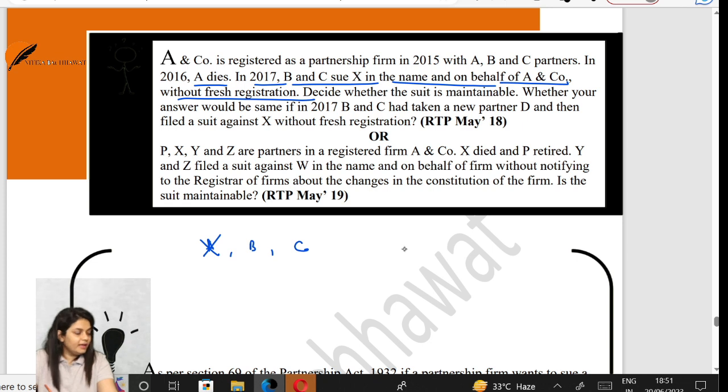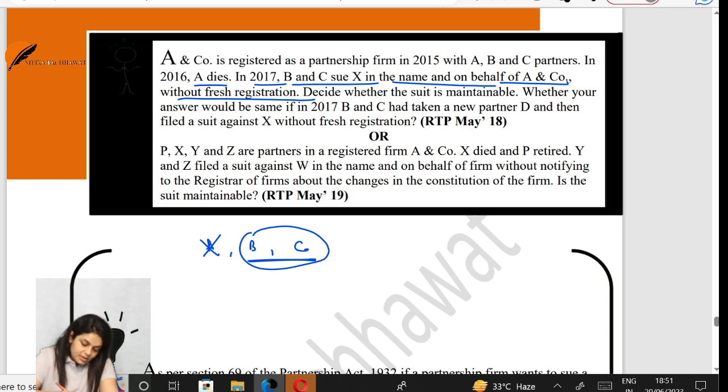Now, who is filing the case here? The case is filed by B and C. So, B and C should be registered as partners of the firm. Are B and C registered as partners of the firm? Yes. So, is the suit valid? Yes. Decide whether the suit is maintainable.